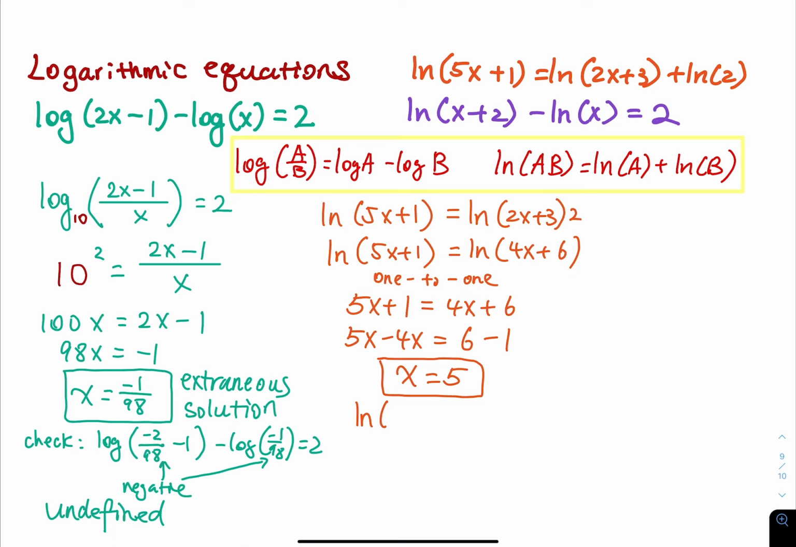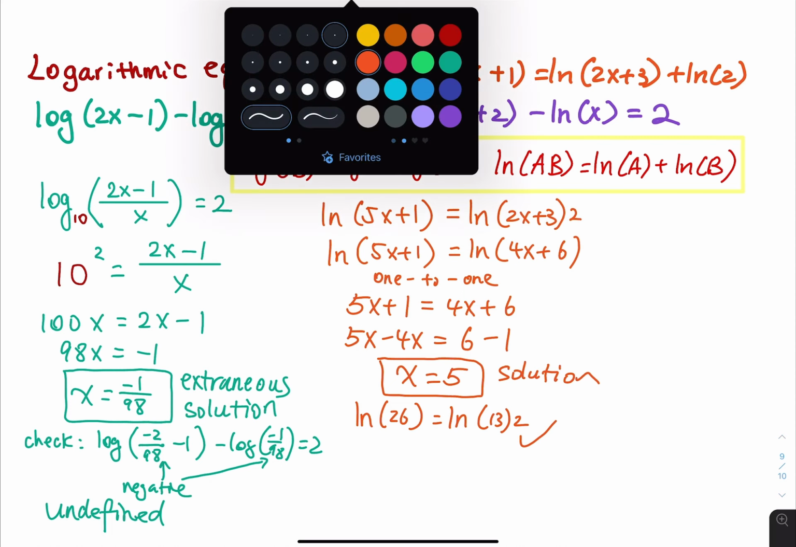When x is equal to 5, 5 times 5 is 25. 25 plus 1 is 26. So on the other side, I have ln, and then you can plug the 5 in here. So 5 times 2 is 10. 10 plus 3 is 13. And then you have ln of 13 times 2. So you have 26 equals 26. So this is checked, and this is a solution. A solution that works.